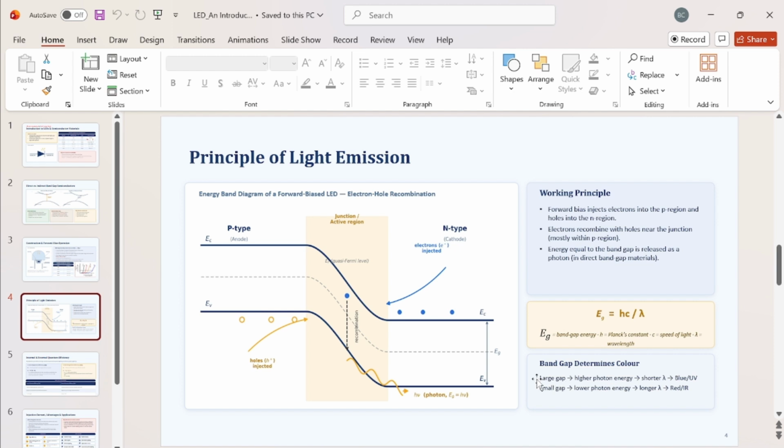So here you can see that a large band gap means higher photon energy and means shorter wavelength, and then the emission of light will be either blue or in the ultraviolet region. But if the material has a smaller energy band gap, then the emitted photon will have a lower energy or a longer wavelength, and the emitted light will be of red color or infrared light.